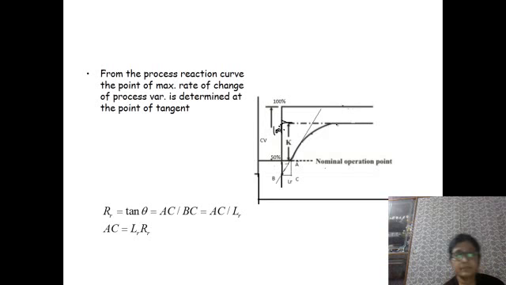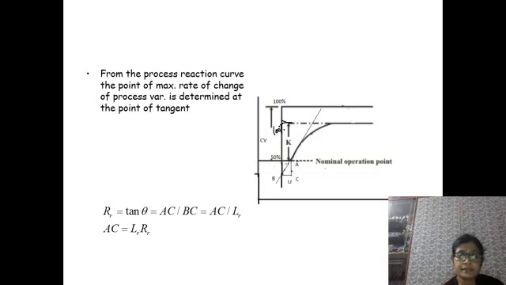And we are already familiar with the process reaction curve. From the slope of this process reaction curve, the maximum rate of change of the process variable is determined by drawing the tangent. The tangent cuts the time axis at point A, and it is extended. This is the time value LR, and this is the AC from which tan theta can be determined.